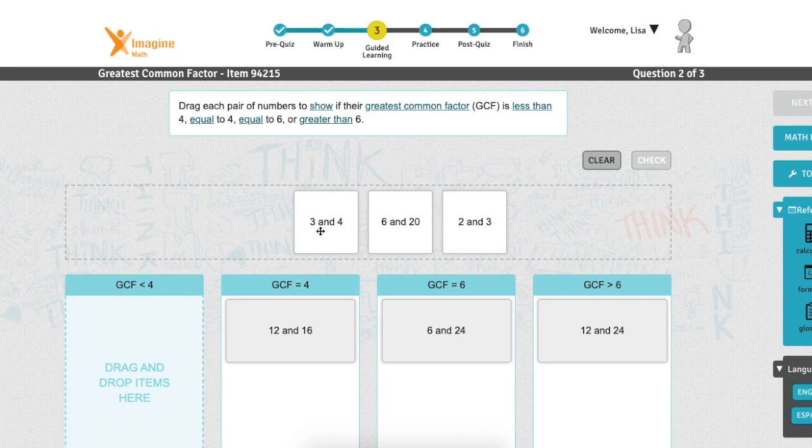Now 3. We talked about 3 in the last problem. It is a prime number, which means that the only factors that it has are 3 and 1. Now 4 doesn't have 3, but 4 has 1.